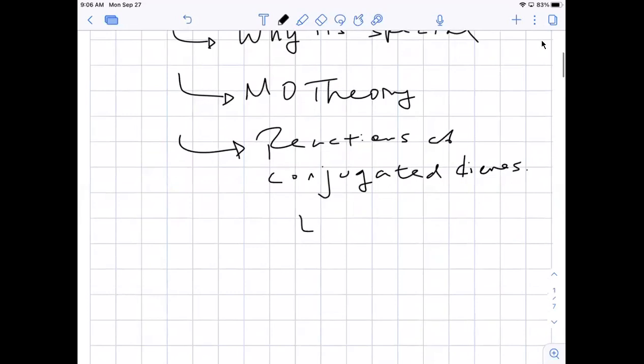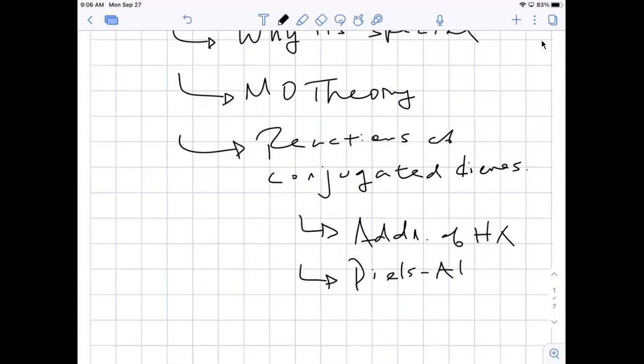All right, so we want to talk about addition of HX to conjugated dienes, and we're also going to talk about Diels-Alder cycloaddition. Both of those are two totally different reactions, but they both use conjugated dienes as the reactant.